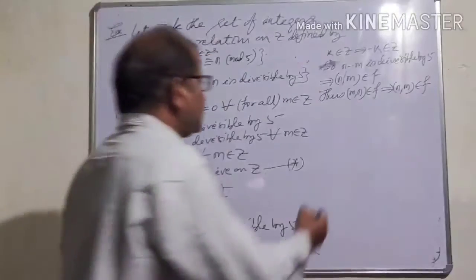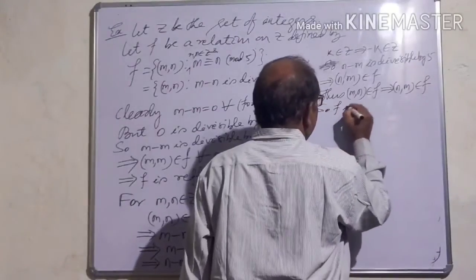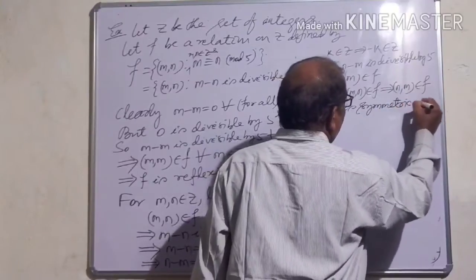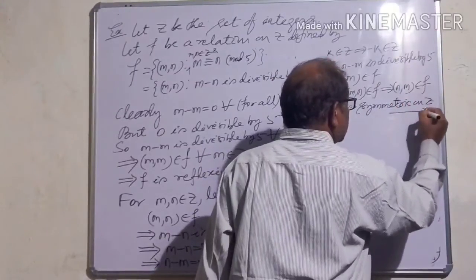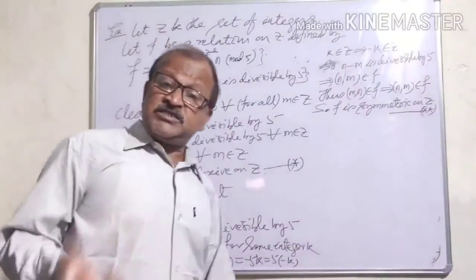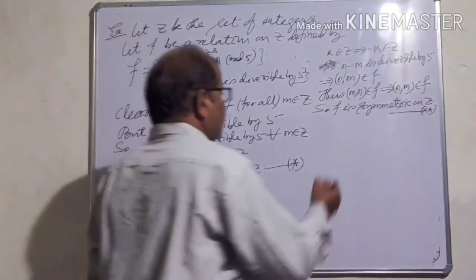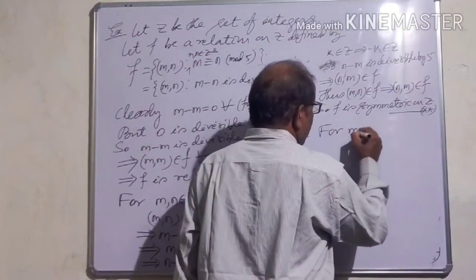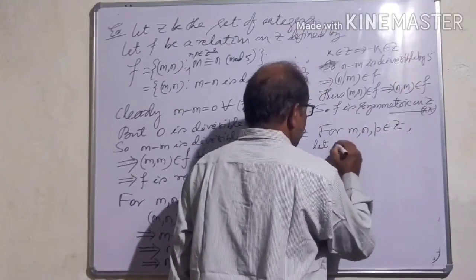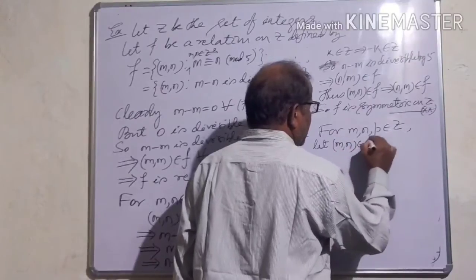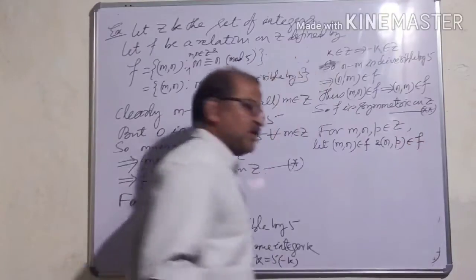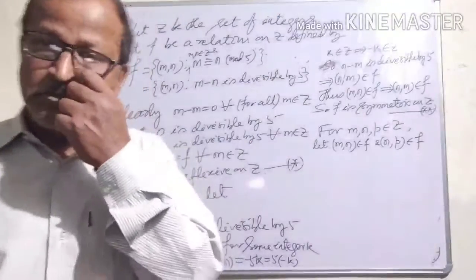So F is symmetric on Z. This is suppose double star. Now let us test for transitivity. For M, N, P belongs to Z, let M is related to N and N is related to P. M is related to N and N is related to P.